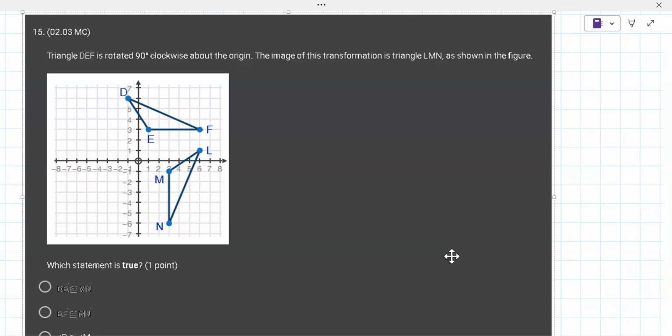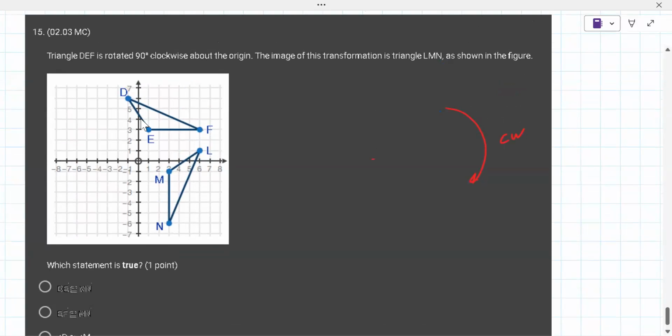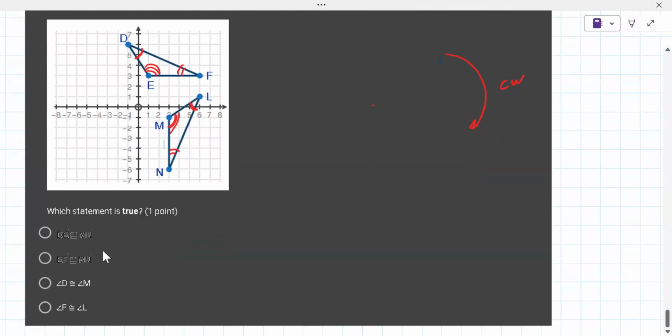Triangle DEF is rotated 90 degrees clockwise. We don't look at clockwise and counterclockwise much anymore because we're all digital, but that's this direction, CW for clockwise. They're asking, what is true? You have to figure out what matches up. D matches up with L, F matches up with N, E matches up with M.